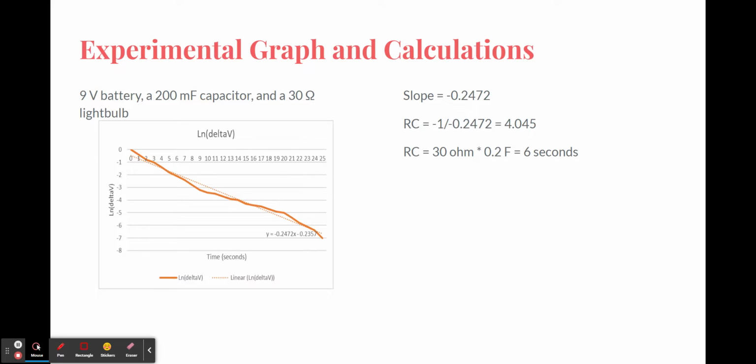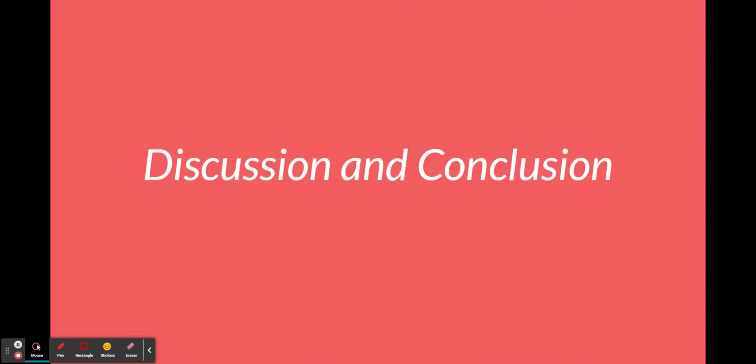There is some error here, as the slope should be a different number. It should be a little bit higher. This is probably due to me not counting time properly or missing some milliseconds on the stopwatch. Now for the discussion and conclusion.